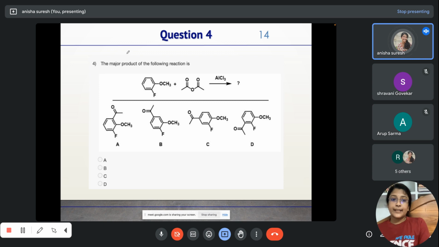So the next question is, the major product of the following reaction is. Here they have given a substituted benzene ring and this acetic anhydride in presence of AlCl3. What will be the major product that will be forming? A, B, C or D? So someone has texted that C will be the right product. Yeah, C can be the right product. We will see the mechanism. Like, what is the name reaction that is taking place here?